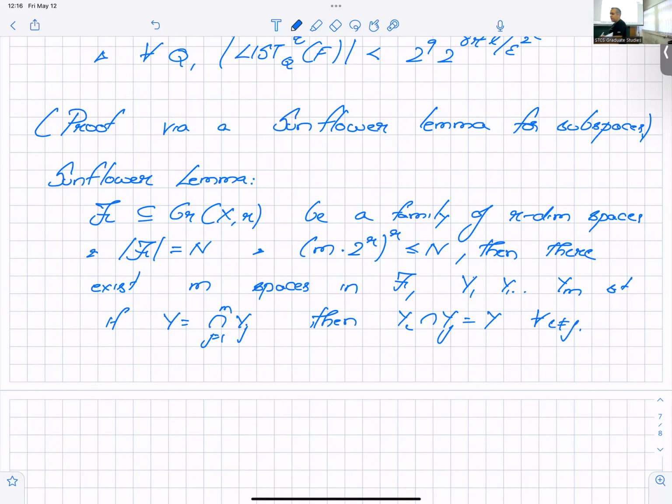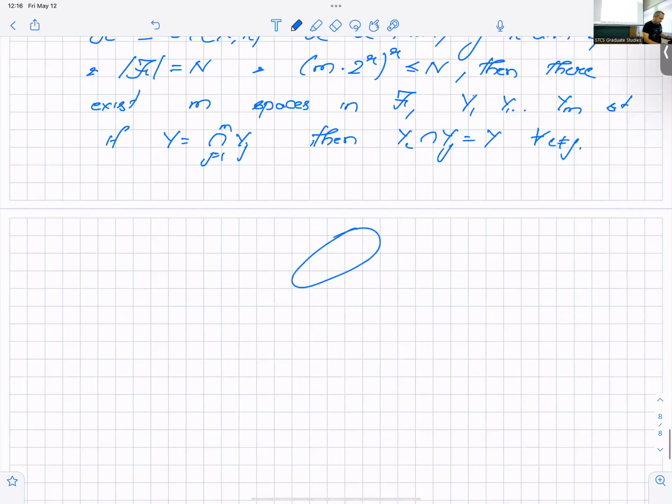Basically, you have this. So what am I saying? If I want an m size sunflower of r subspaces, then you give me any set of n subspaces, n being larger than this quantity. In that case, you can find a set of m subspaces such that they form a sunflower. That is, if you take the intersection of all of them, then the set looks like a sunflower. That's the only intersections there are.